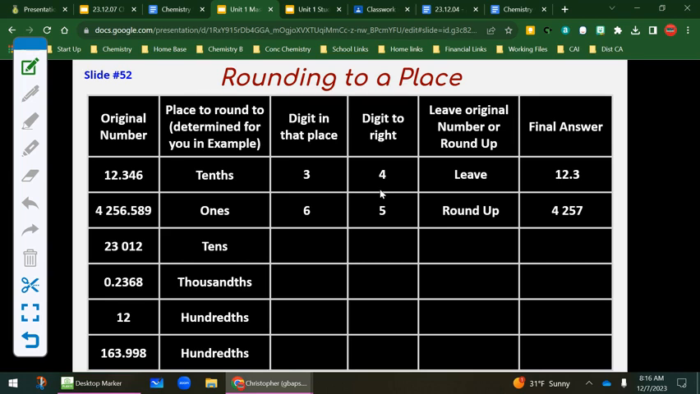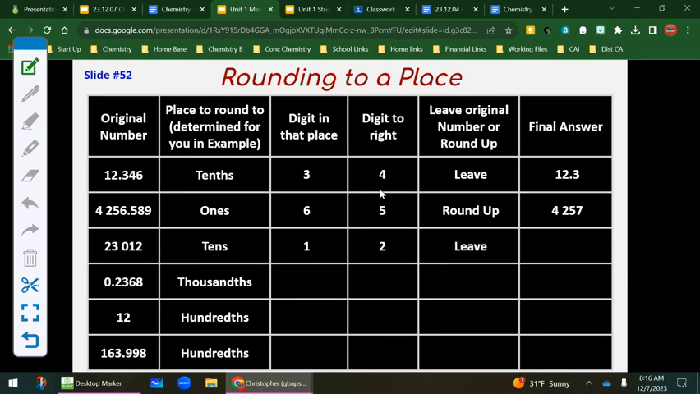Questions? All right. So what if we are rounding the number 23,012 to the tens place? Which digit is in the tens place here? The 2, the 3, the 0, the 1, or the 2? The 1. All right. What is the digit just to the right of that? The 2. So are we going to leave that 1 as a 1, or are we going to round it up to a 2? We're going to leave it.